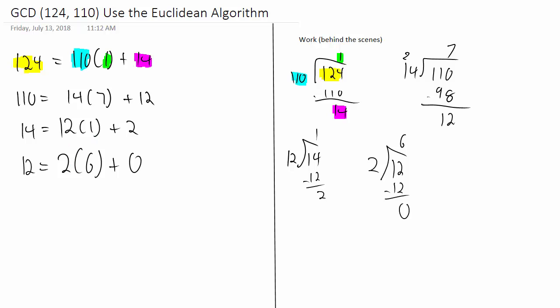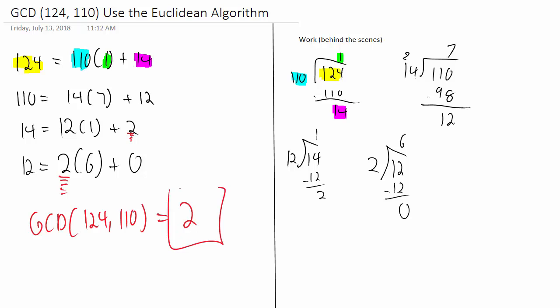So that means your greatest common divisor is going to be, you can either look at, I choose to just look at the last thing I divided by. You can also choose to look at the last non-zero remainder. So your GCD of 124 and 110 is 2. So that's your answer. And I'm going to put the little 3 dots. That's the shorthand notation for therefore. Therefore, the greatest common divisor is 2. All right, that's it.